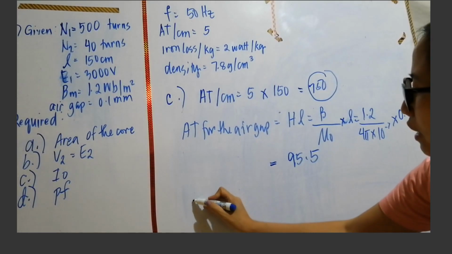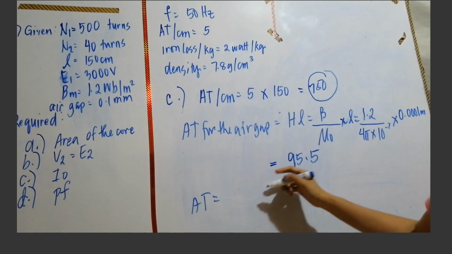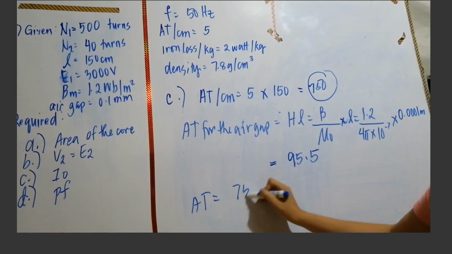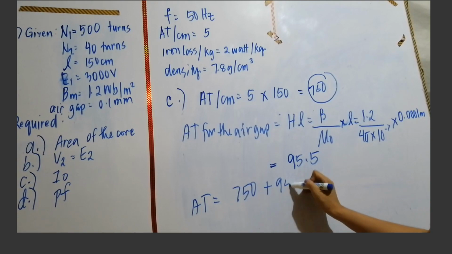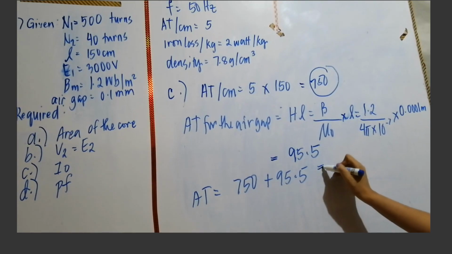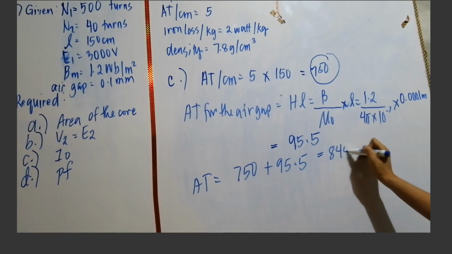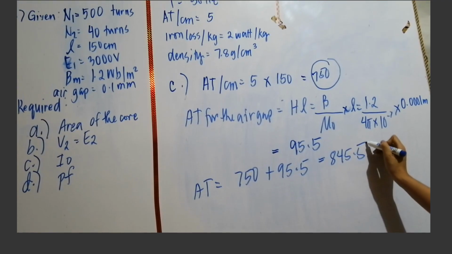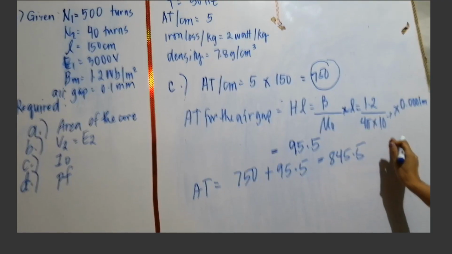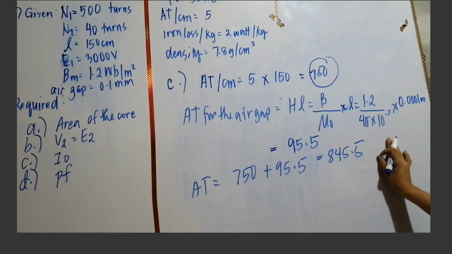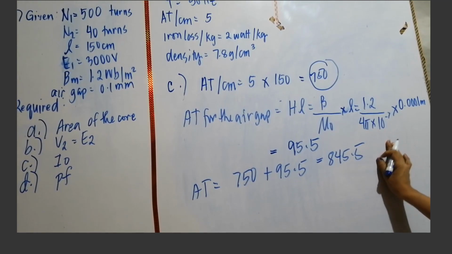So, to get the total ampere turn, we will just add 750 plus 95.5, and this is equal to 845.5. So this will be the total ampere turn for a given flux density.